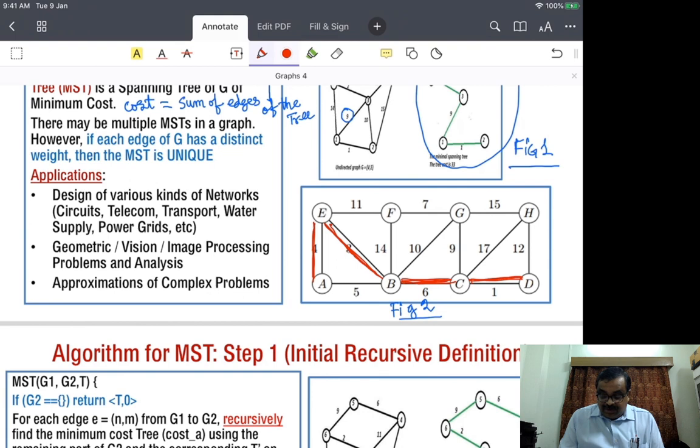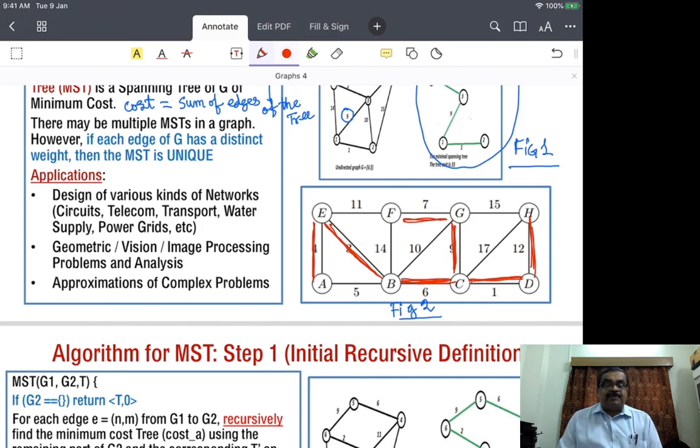And those who are observant will be able to see later on how an algorithm can be formed out of these. So all the nodes are covered by these red colored edges. There are 1, 2, 3, 4, 5, 6, 7 edges covering all the nodes, and the sum of these edges is the unique minimum cost spanning tree of this graph.